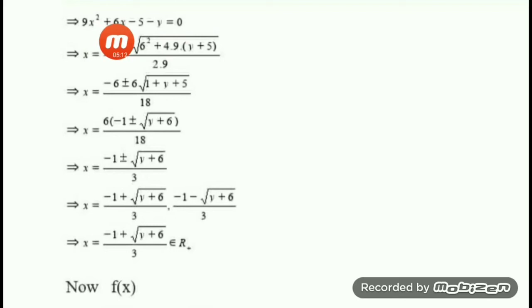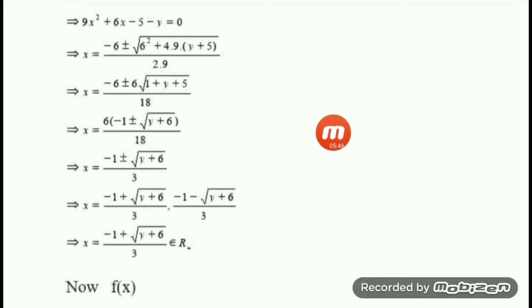So let us use the formula for finding the roots of a quadratic equation. I hope you remember. The formula is x = (−b ± √(b² − 4ac)) / 2a if the quadratic equation is ax² + bx + c. Again I repeat, if the quadratic equation is ax² + bx + c, in that case x is given by (−b ± √(b² − 4ac)) / 2a.